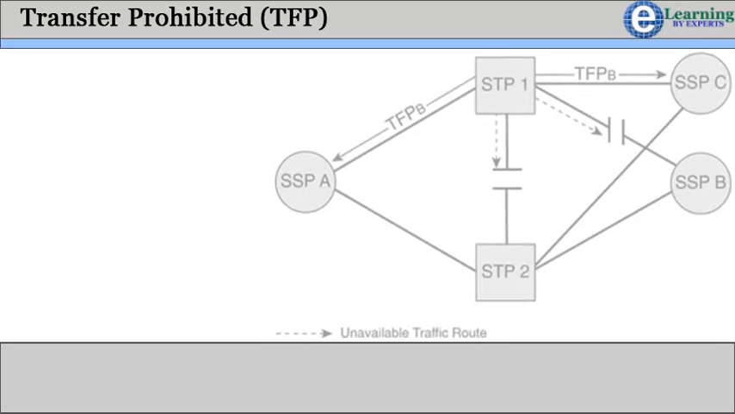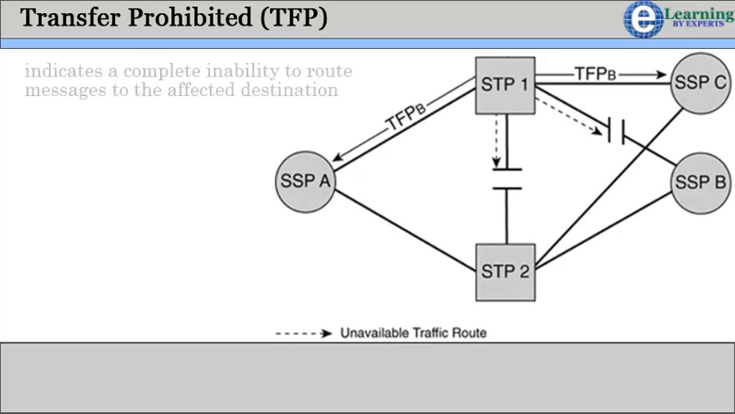The transfer prohibited state indicates a complete inability to route messages to the affected destination. If one exists, another route must be chosen for routing. If no route exists, traffic management is notified that it cannot route messages to the destination. A TFP message is sent to convey the prohibited status to other nodes. There are two methods of sending the TFP status: broadcast method and response method.